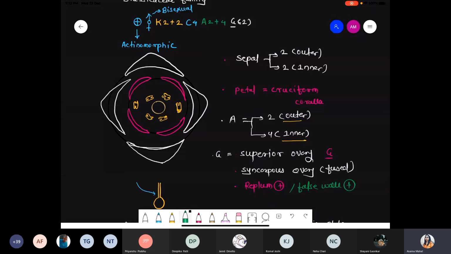Both the ovaries are showing fusion, that is syncarpous ovary. And finally, we have to represent a boundary, a wall between the two placental parts, and that false wall, false septa is simply called the replum. Got it? Replum. So quickly we draw the structure at the center.